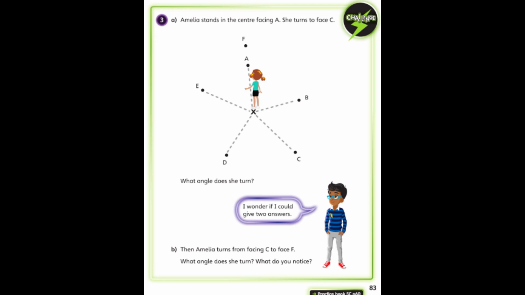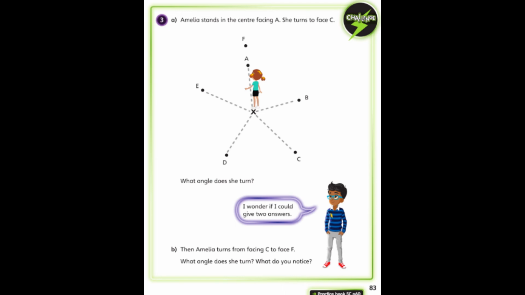Question 3. It says, Amelia stands in the center facing A. She turns to face C. Alright, in that diagram I can see now that she's facing A, and I have to imagine that she turns to face C. And it asks me, what angle does she turn?